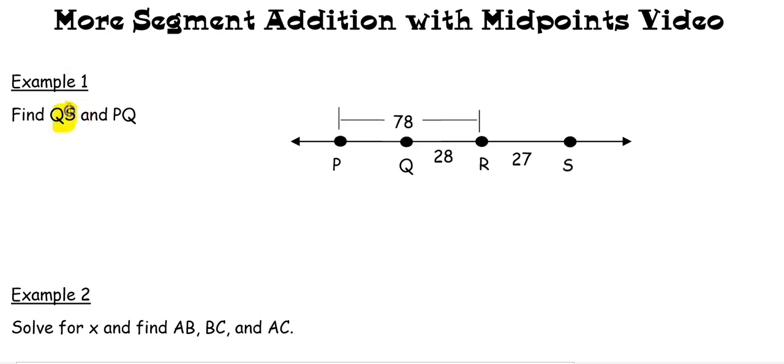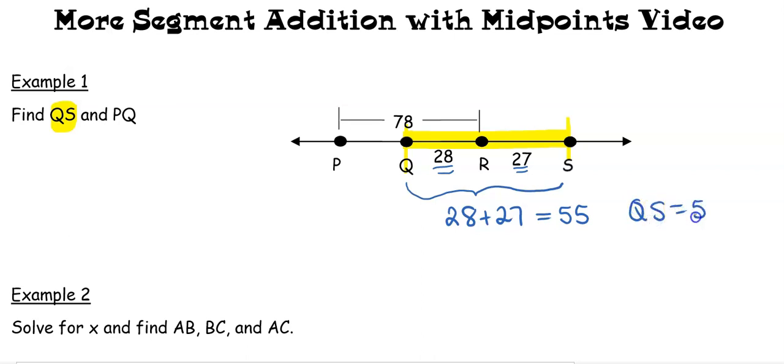Our first thing we want to do is find QS. So I look at my diagram, here's Q, and I want to go from Q all the way to S. So I want to find the length of this segment. Well, I see that from Q to R is 28, and then from R to S is 27. So to find the length of the whole segment, I want to put those pieces together. And when I'm putting pieces together, I'm going to add. So I'm going to do 28 plus 27 to get this segment length as 55. So the first thing we solve for is QS is equal to 55.